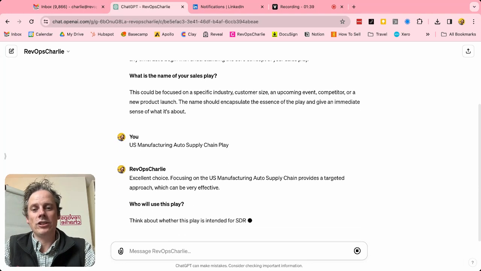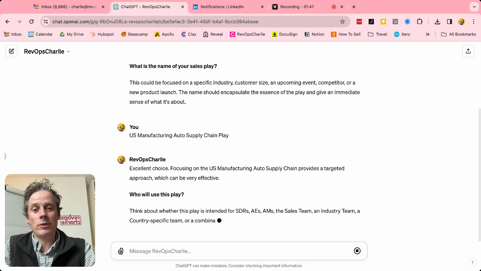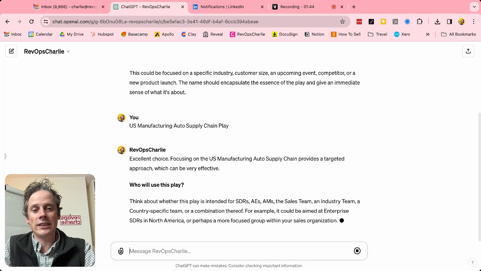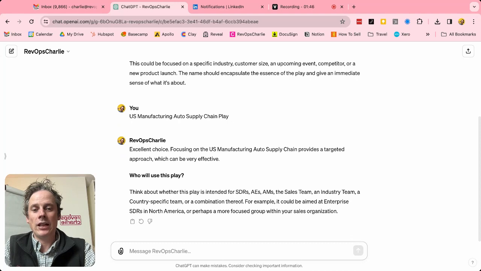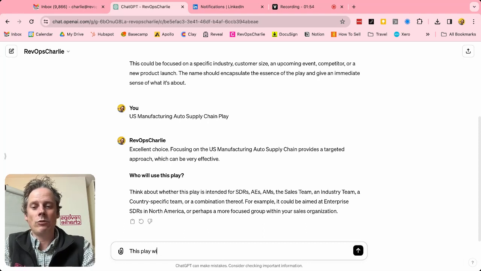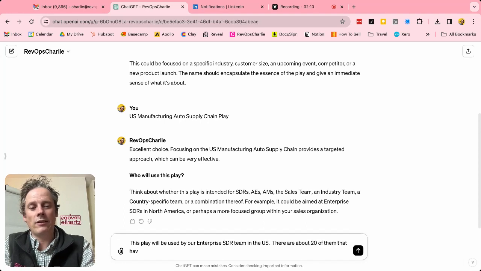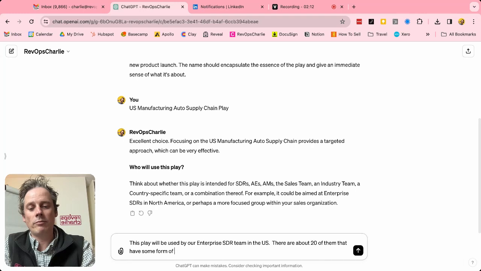Right, so who's going to use this play? Is this play going to be used by SDRs, AEs, account managers, the sales team, an industry team? So in this example, we're focusing on the US, and actually it's our SDRs that are going to be using this. So this play will be used by our enterprise SDR team in the US. There are about 20 of them that have some form of manufacturing prospects.